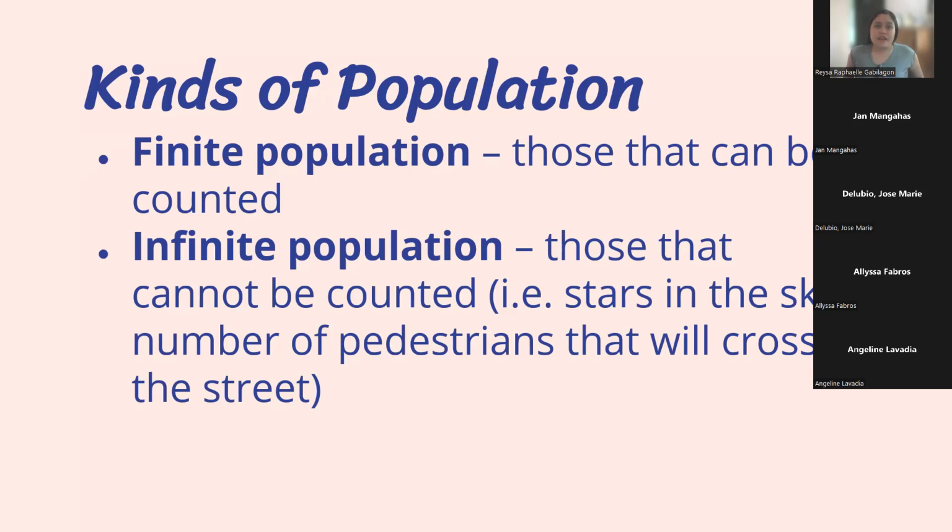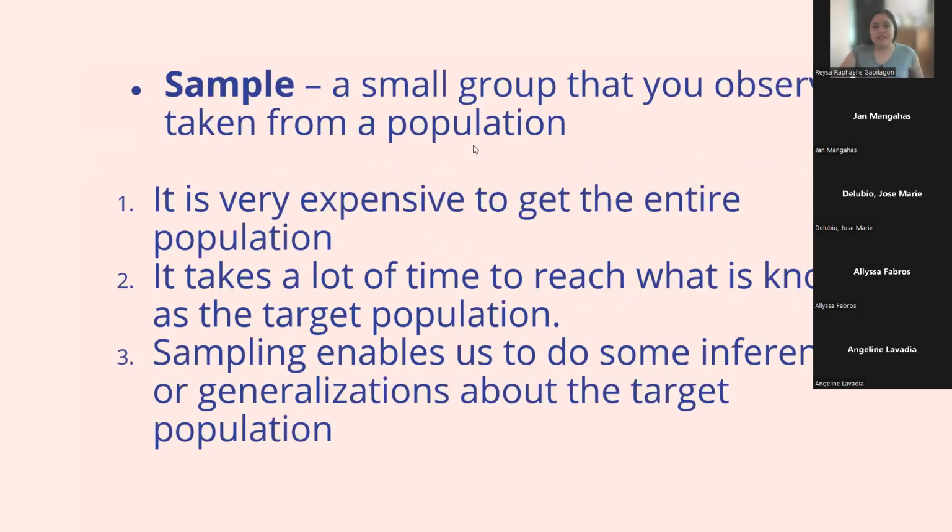For example, stars in the sky, how would you count that? And the number of pedestrians that will cross the street. Again, that's infinite population. But most likely, we will be dealing with a finite population. But again, we don't usually do a population study. Instead, we just get samples. This is a small group or portion from your population. You will take it out and make it representative. Okay? So we expect that since they are taken from the population, they will still have the characteristics that we are looking for.